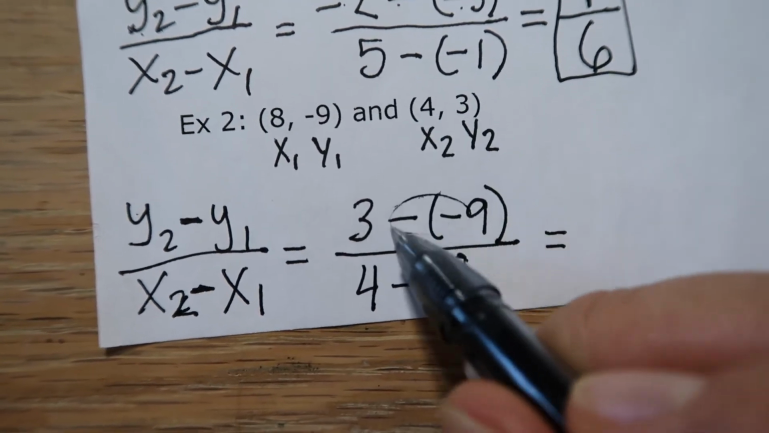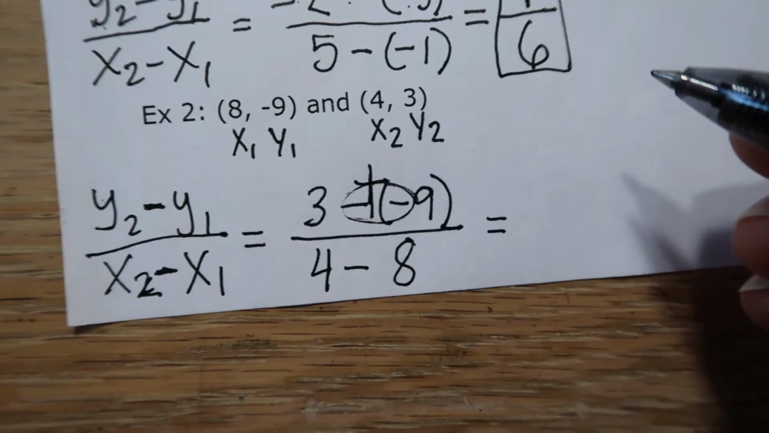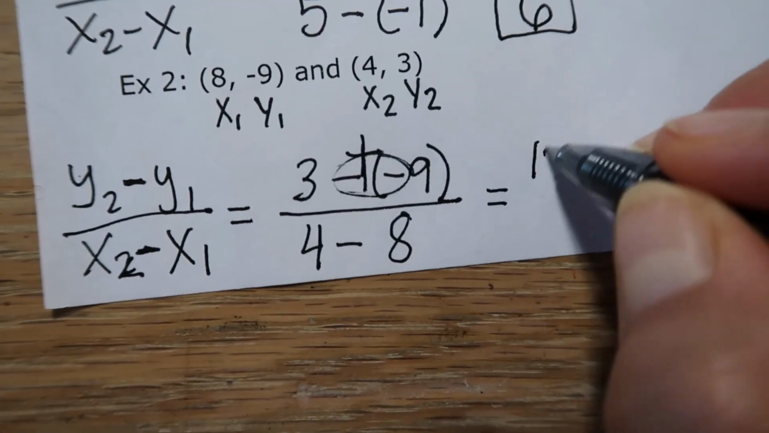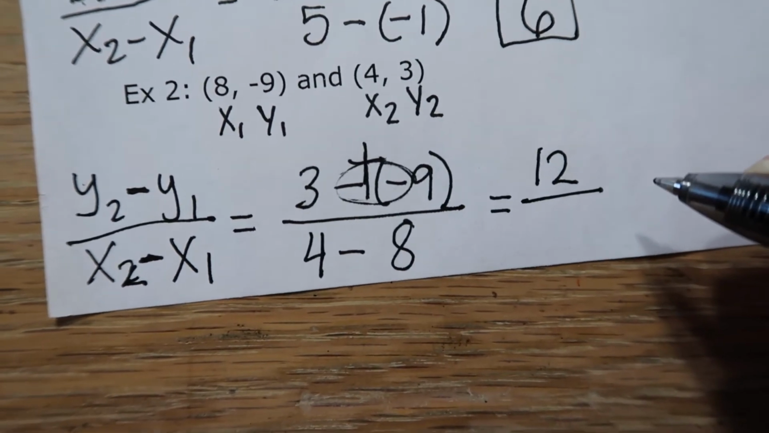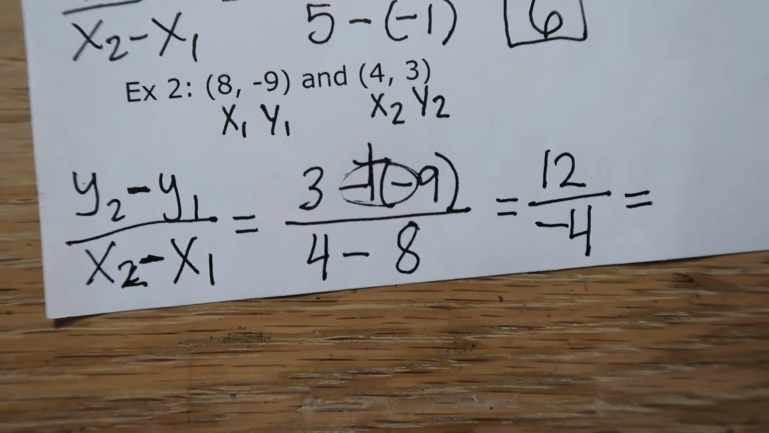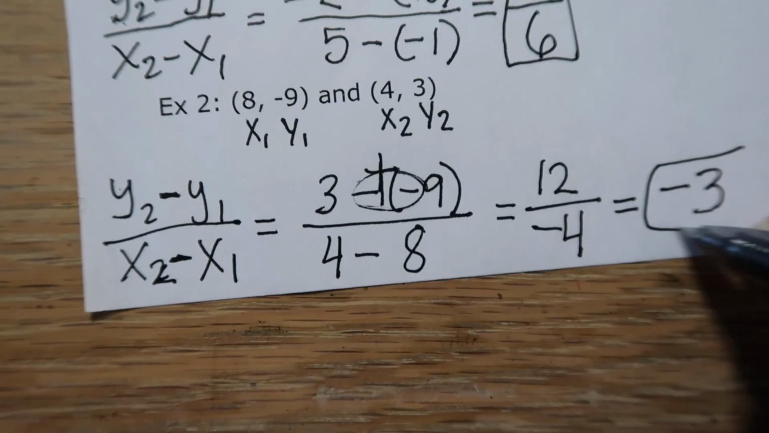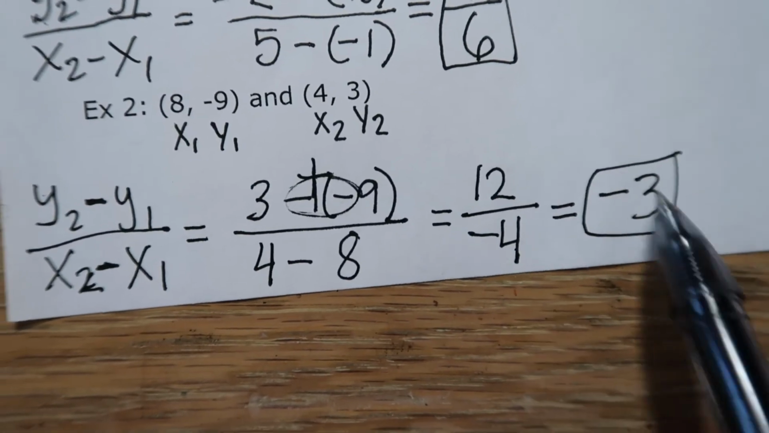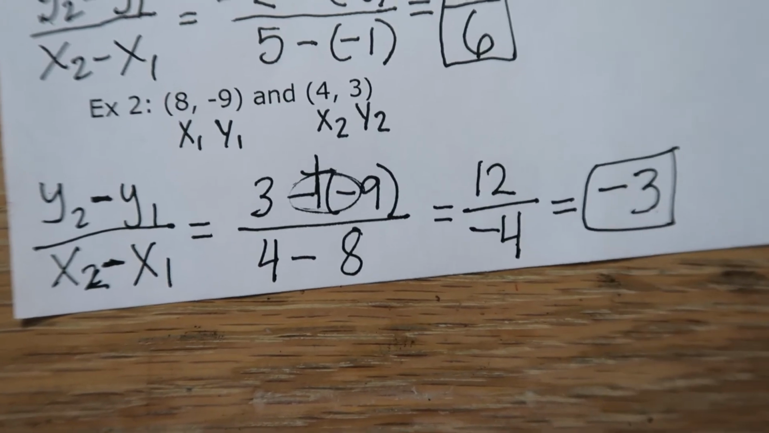So here minus minus is a plus. So the answer here will be 12 over negative 4. Then you simplify it and it simplifies to negative 3. 12 divided by 4 is 3, and then when you divide a positive and a negative number, you get a negative answer always.